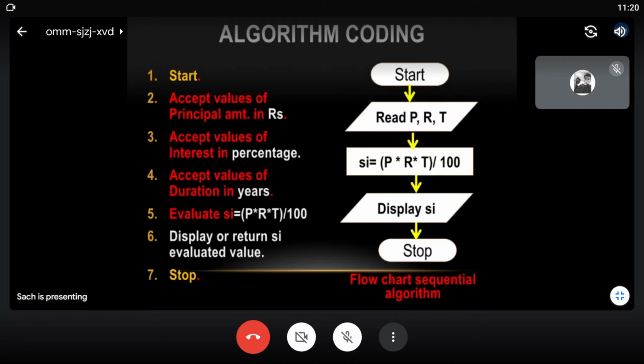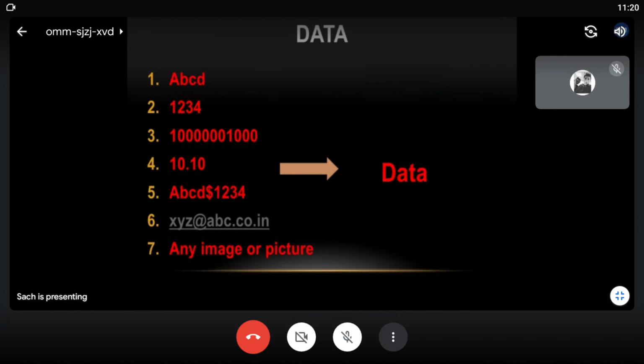Now moving next, you can observe the data patterns. So line number 1 is something like ABCD, 1, 2, 3, 4, and some binary patterns, 10, 10.10, and we have some mixed data. So all these 1 to 7 are termed as data. When you don't know anything about them, you don't have any information about what this ABCD is, what this 1, 2, 3, 4 is, we simply say that it is data.